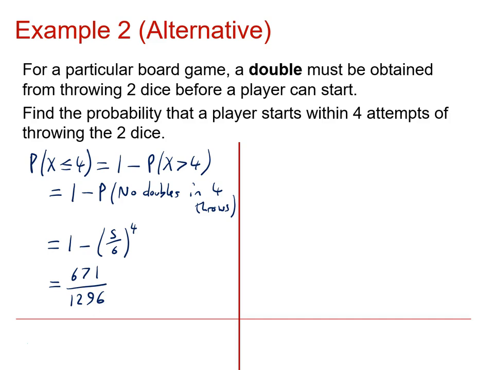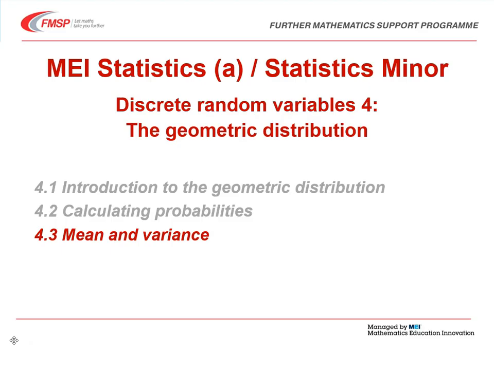A further alternative is if you have a graphical calculator, some have a geometric cumulative probability distribution that you can simply output the answer from. So in our final video, we're going to be looking at the mean and the variance.